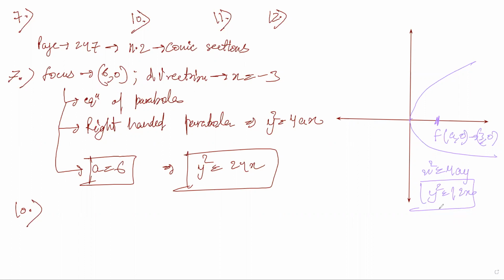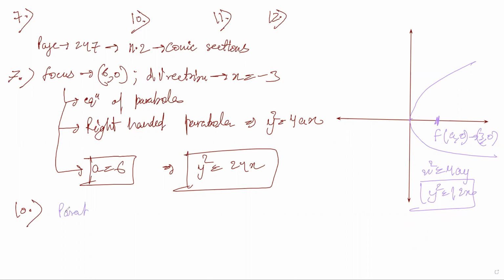Which type of parabola should it be? It will be y square is equal to 4x, right? Yeah, because the point through which the parabola is passing lies in the first quadrant. The point is 2,3. Hence, we can say that the parabola has to be a right-handed parabola.